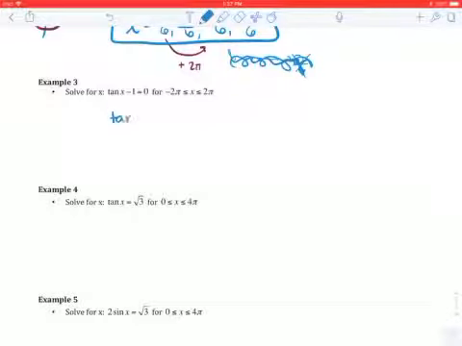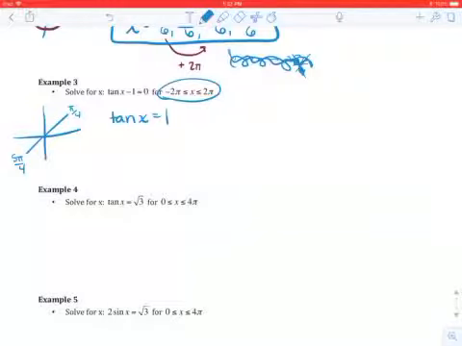Tangent we know can be a little bit trickier, right? Tangent is going to be 1 at my pi over 4, and then straight across the circle at 5 pi over 4. But notice it says I need to go not from 0 to 2 pi, but negative 2 pi to 2 pi. So I need to count this angle and that angle as well. So of course I get my pi over 4 and my 5 pi over 4.